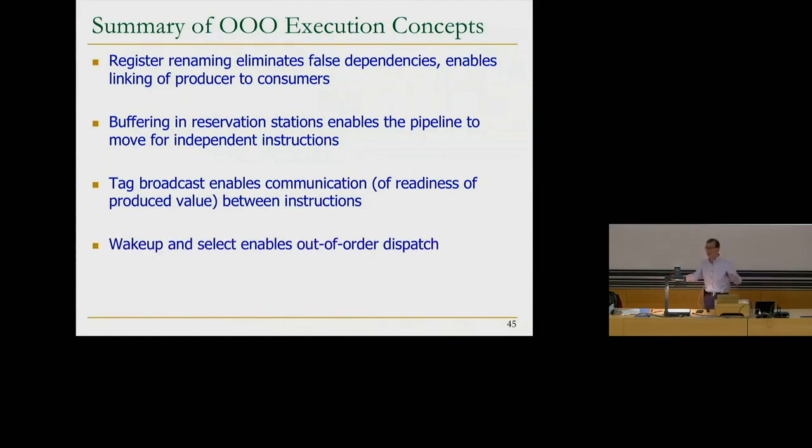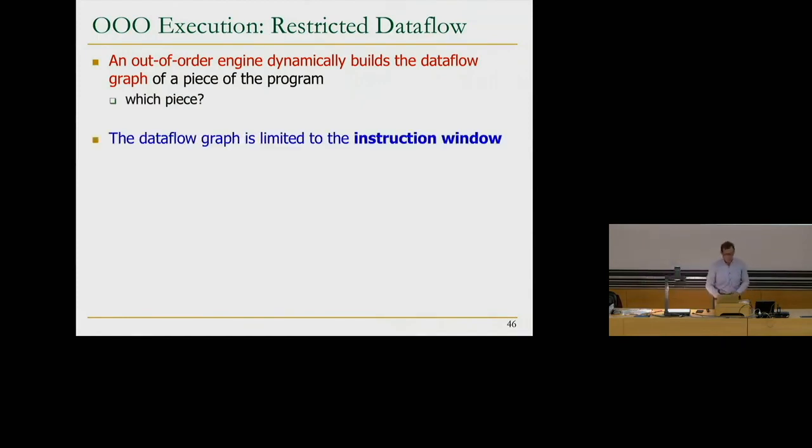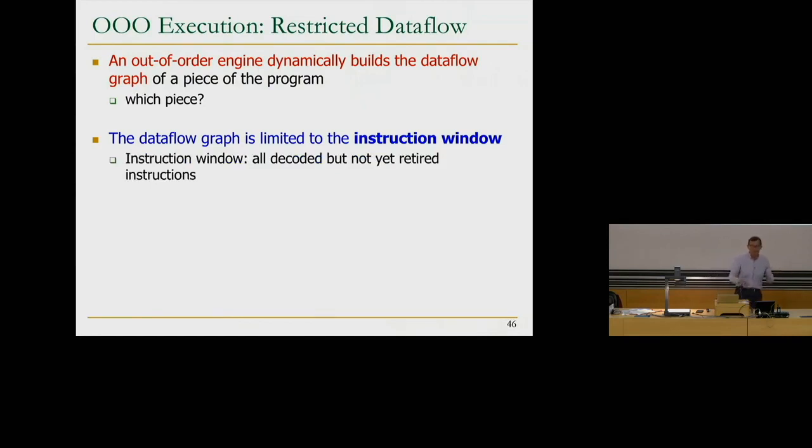So once you have all of these components, what you have is an algorithm for out-of-order execution, which is called Tomasulo's algorithm. As you've seen, we've built the data flow graph in the machine. It essentially dynamically builds a data flow graph of a piece of the program. That's why it's also called restricted data flow. It's restricted to some part of the data flow graph. Which piece? Basically the piece that's in the machine, that's in all of these reservation stations. We'll call that the instruction window. Basically, the data flow graph is limited to what's called the instruction window. Some people call it the active window. It's all of the instructions that are decoded, but not yet finished, not yet retired, not yet committed.